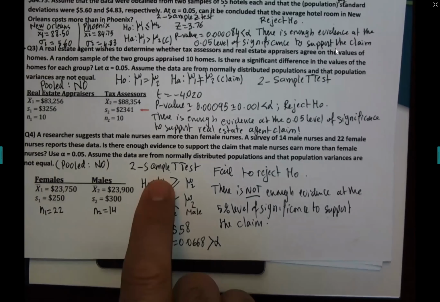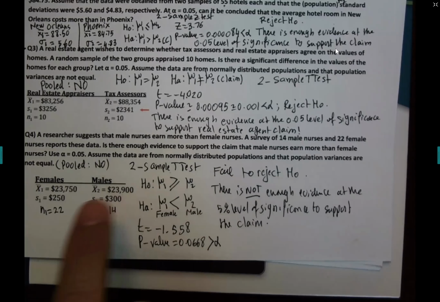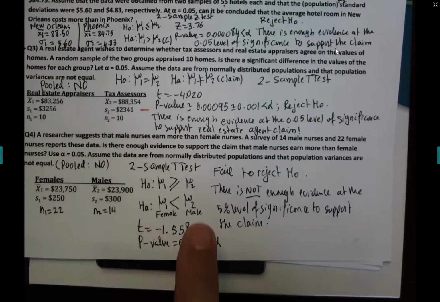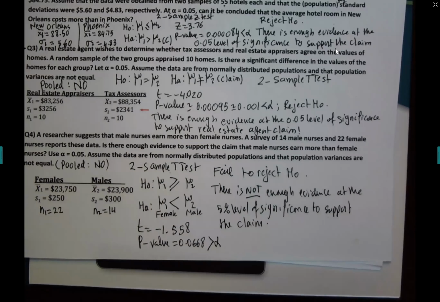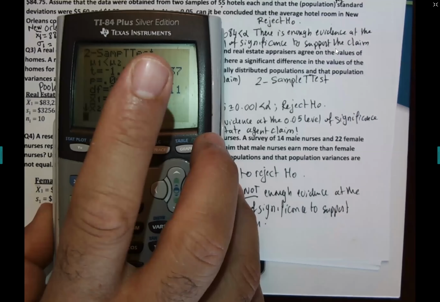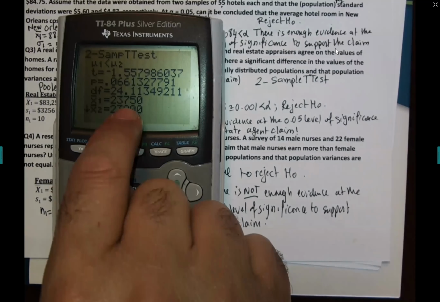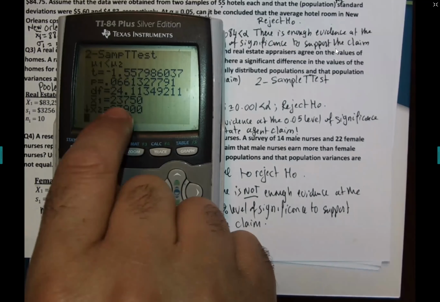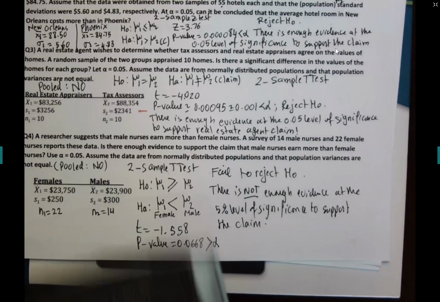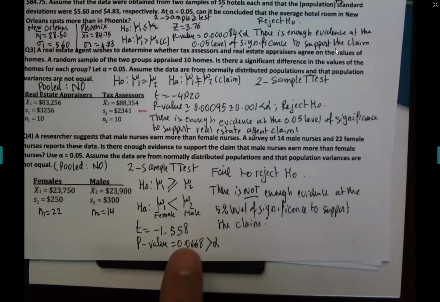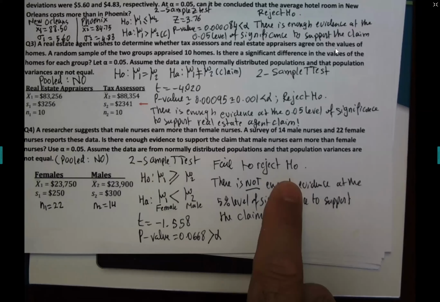This is a 2-sample t-test because he gave me S1 and S2. We did the 2-sample t-test, and these are the results of the 2-sample t-test. When you get the test statistic, you get the p-value. We used pooled no because he says population variances are not equal. And guys, this is a good chance to check your values and make sure that you didn't put anything wrong here. The calculator will try to confirm that your values are correct here. So the p-value was 0.0668, which is bigger than alpha. So we failed to reject the null hypothesis.